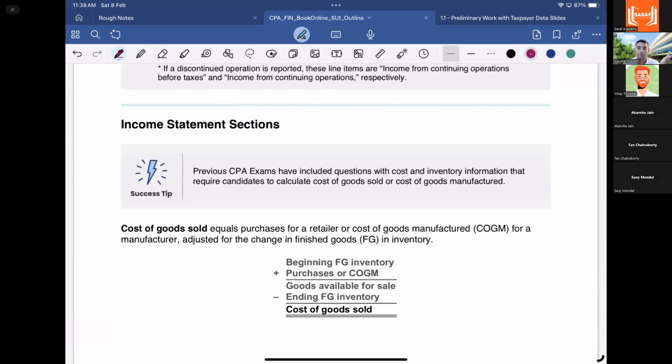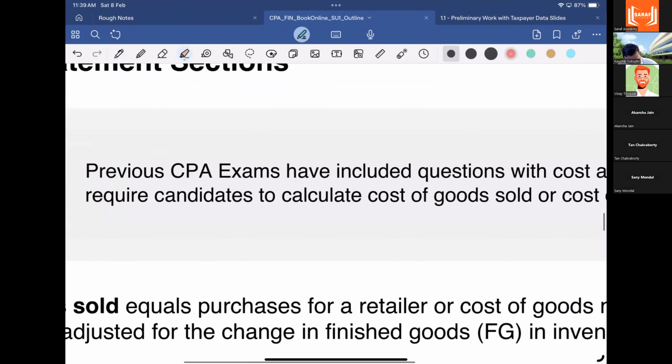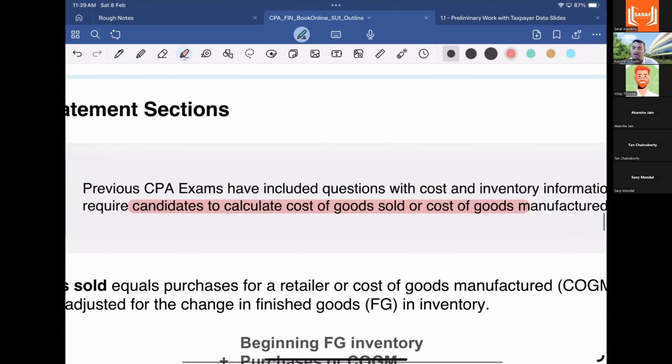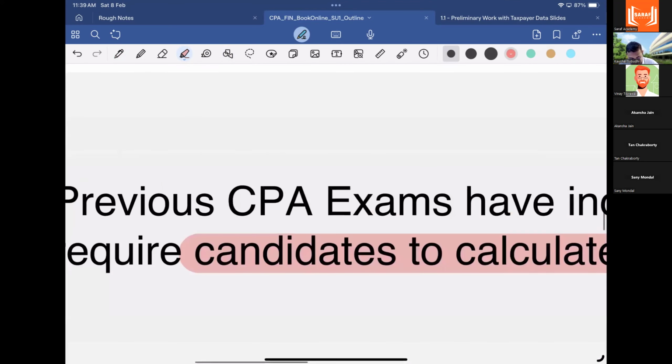Now, again, we have a success tip over here, which is prescribed by CMA for you guys to take note of. Previous CPA examinations have included questions with cost and inventory information that require candidates to calculate the cost of goods sold. Let me tell you honestly, this is a very good point they have mentioned here, that candidates were asked to calculate the cost of goods sold or cost of goods manufactured. Actually, it's not just CPA examinations, let me tell you. It's not just the CPA examinations.